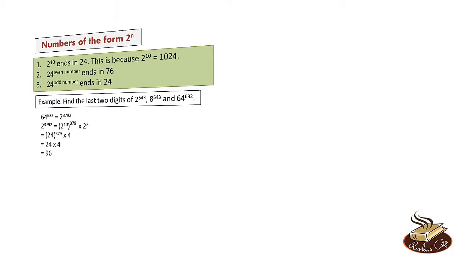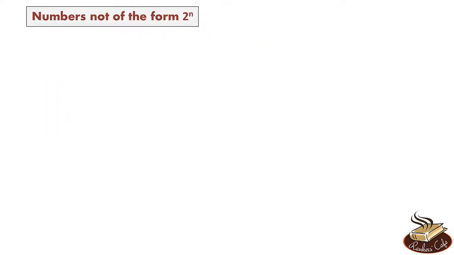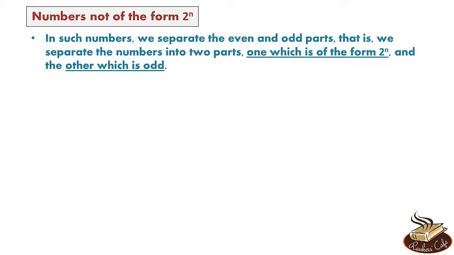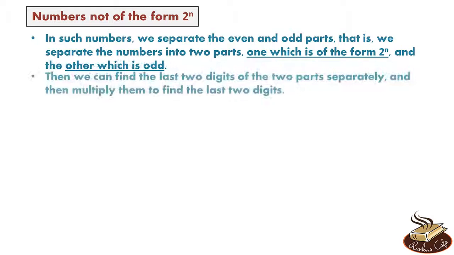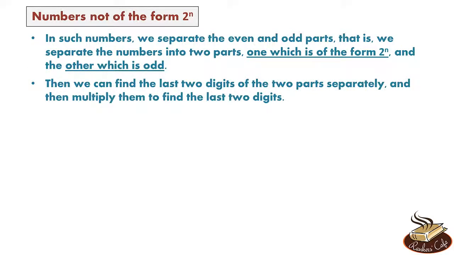Now let's come to the last part. Finding the last two digits of even numbers which are not of the form 2 raised to the power of n. In such numbers, we separate the even and odd parts. That is, we separate the number into two parts. One which is of the form 2 raised to the power of n and the remaining part which is odd. Then we can find the last two digits of the two parts separately and then multiply them to find the last two digits.